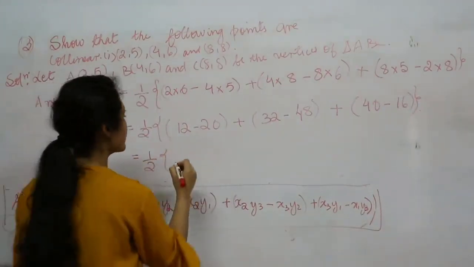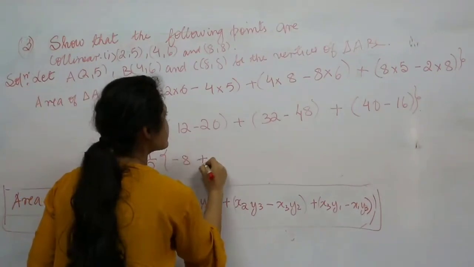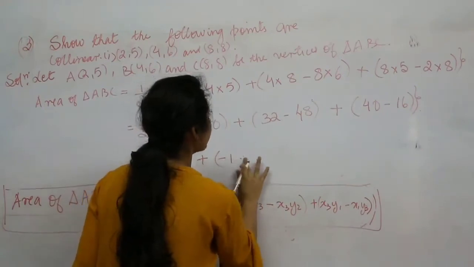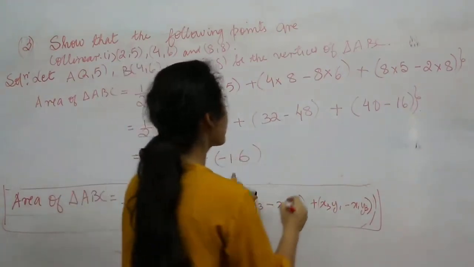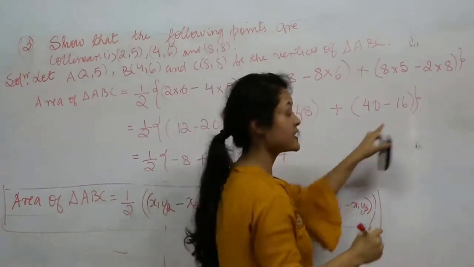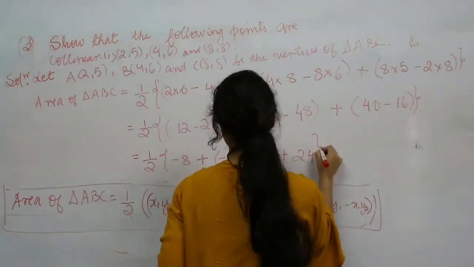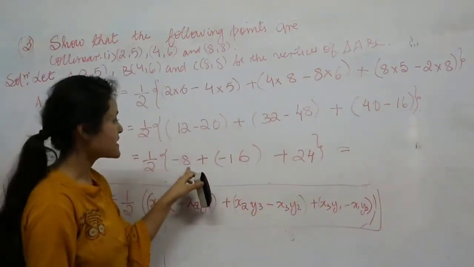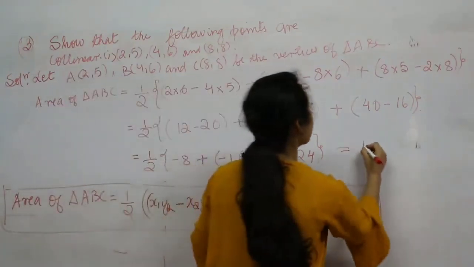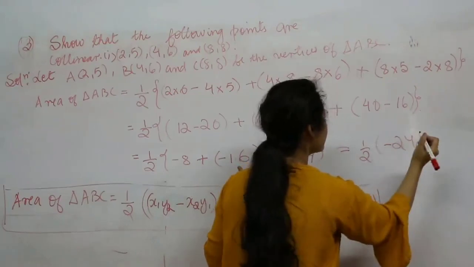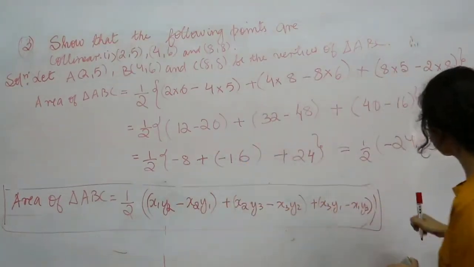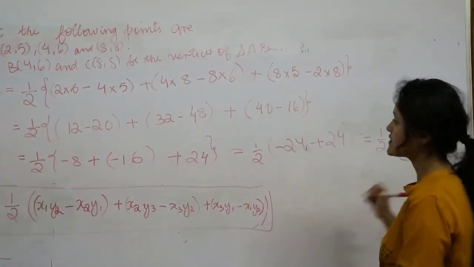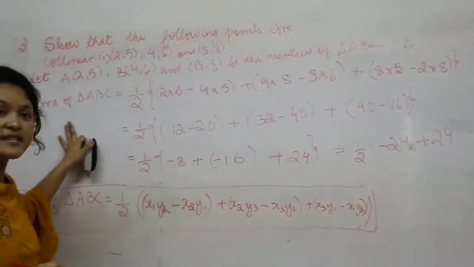This one 12 minus 20 you will get minus 8. Plus 32 minus 48 you will get minus 16. Then plus 40 minus 16 you will get 24. So I'll continue here. See here. Minus 8 minus 16 you will get minus 24 plus 24. So you see, minus 24 plus 24 is 0. Half into 0, 0. So we have got the area of triangle ABC equal to 0.